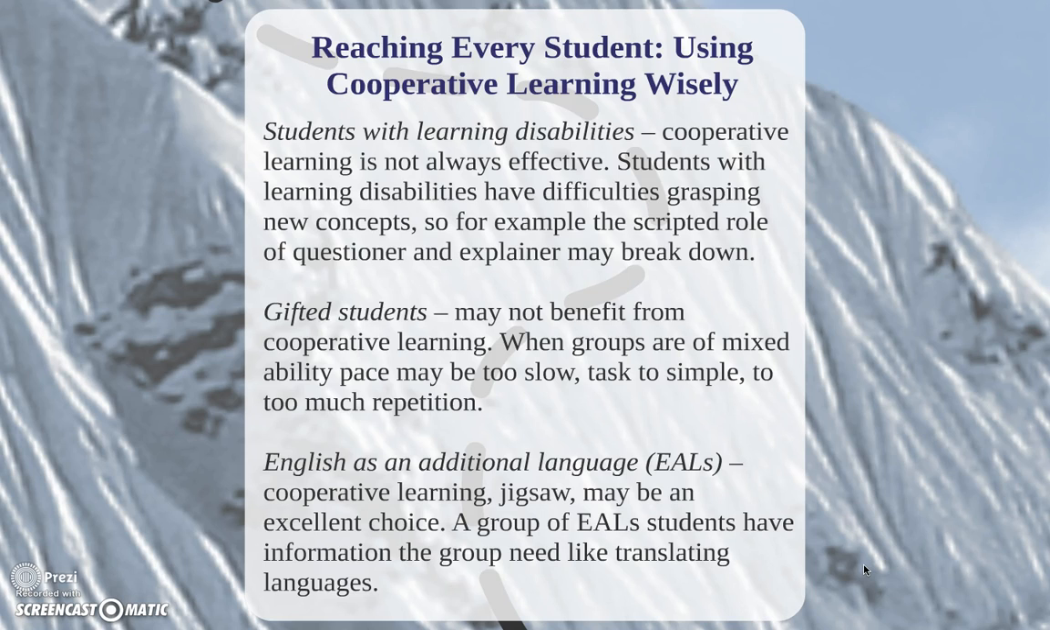A second population where this might not be appropriate would be gifted students. They may not benefit from cooperative learning because when groups are of mixed ability, the pace may be too slow, the task may be too simple, and there may be too much repetition. And the third group is English as an additional language students. Cooperative learning, Jigsaw, may be an excellent choice. A group of English as additional language students have information the group needs, like translating languages.